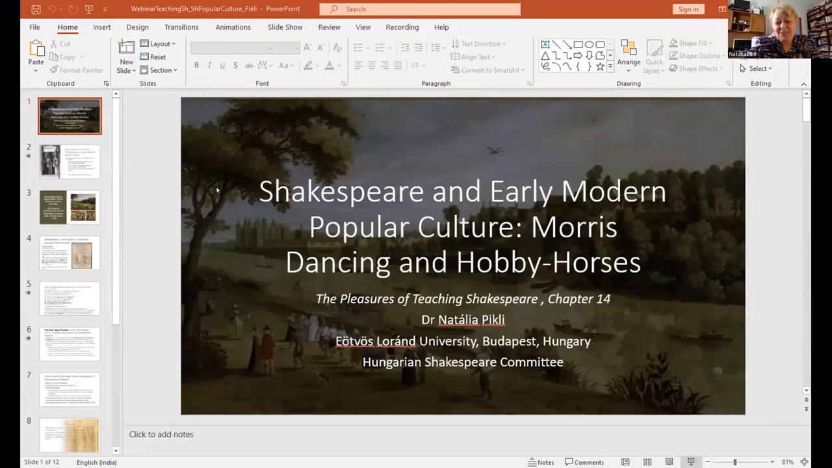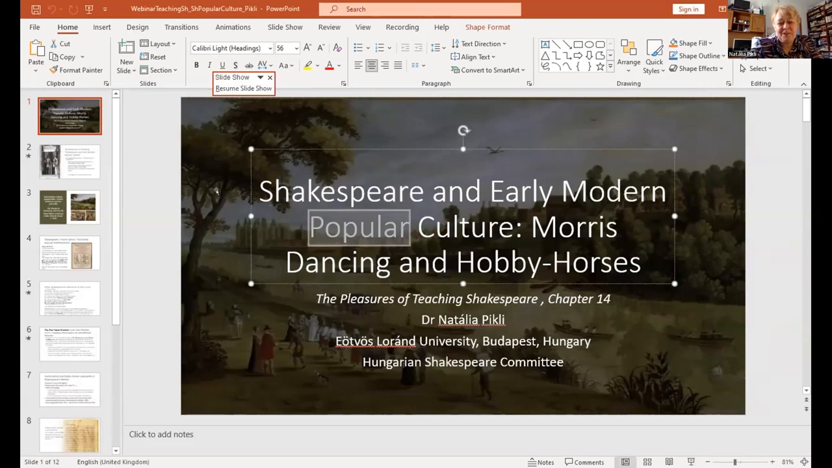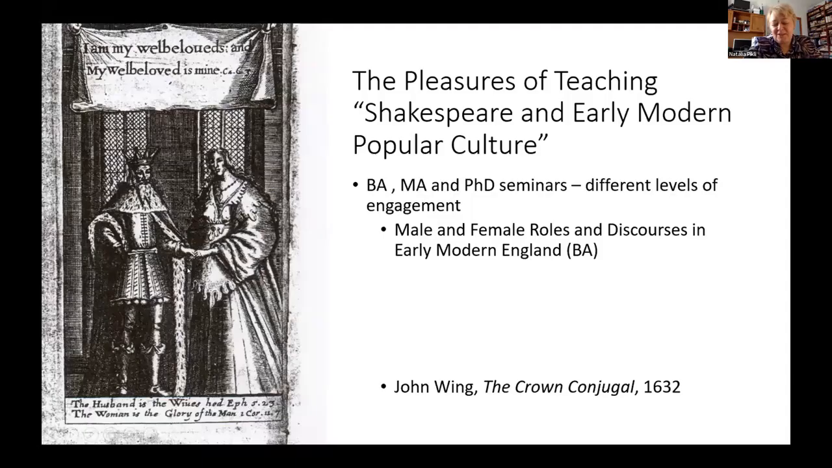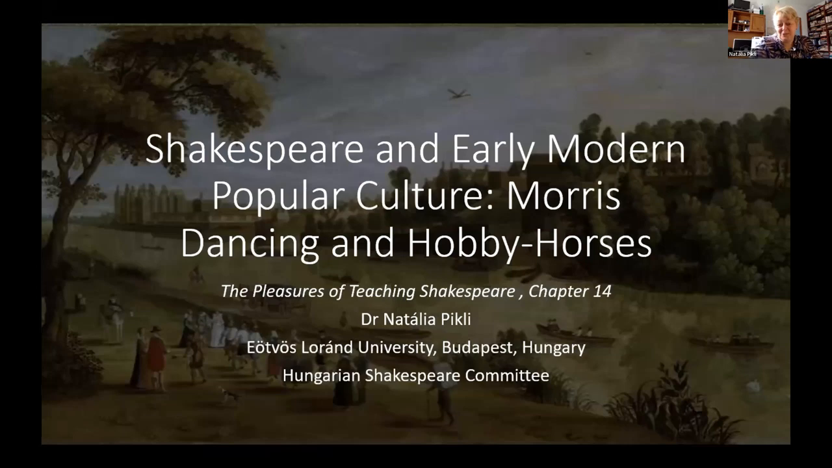So it is a great honor to be here. I'm very happy to be here, and I hope I can give you some interesting information on Shakespeare and early modern popular culture. I just singled out Morris dancing and hobby horses because these are very characteristic and symptomatic of early modern popular culture, and they do appear in Shakespearean plays. So this is what I'm going to be talking about. The picture that you can see here in this very first slide is a picture that we are going to talk about later on.